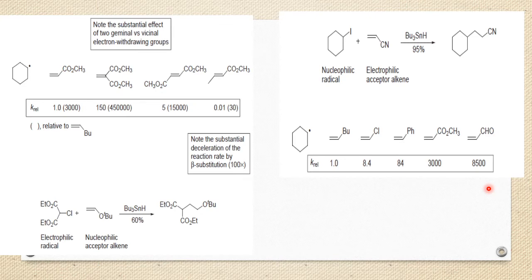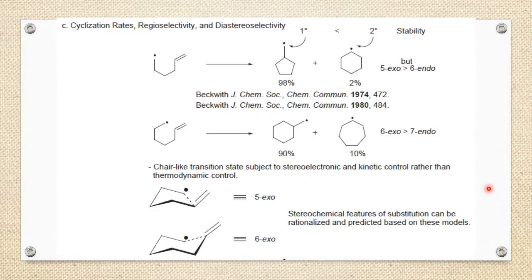These are some more with respect to the rate of the reaction. You find that some structural features increase the rate, and some decrease the rate of reaction. And it's clearly shown here. Cyclization rates and regioselectivity and diastereoselectivity are also studied.